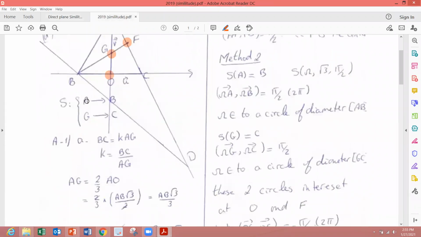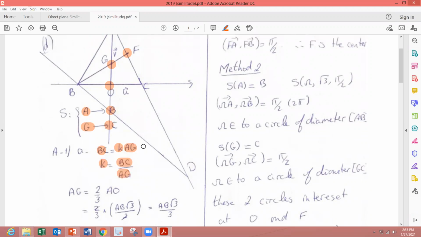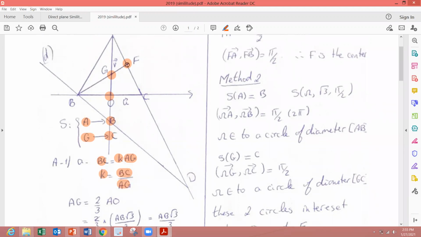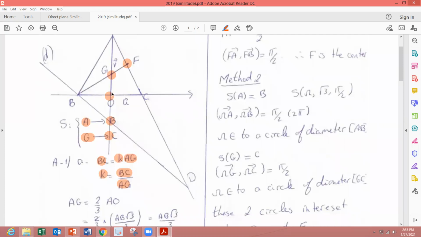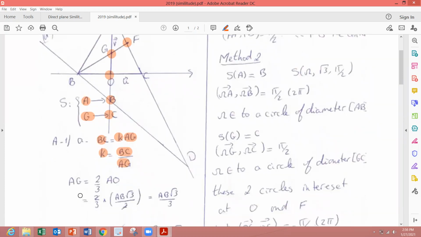So we have S: A onto B and G onto C. By definition of similitude, BC equals k times AG, then k equals BC over AG. Any questions here? No. Of course, no links. How to calculate the length of AG? AG equals 2 over 3.